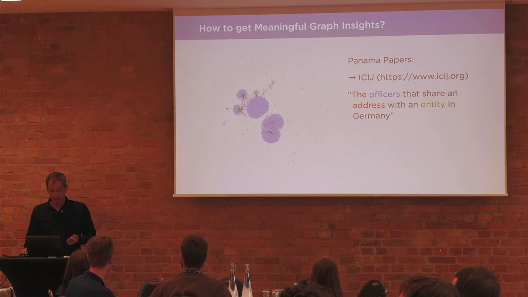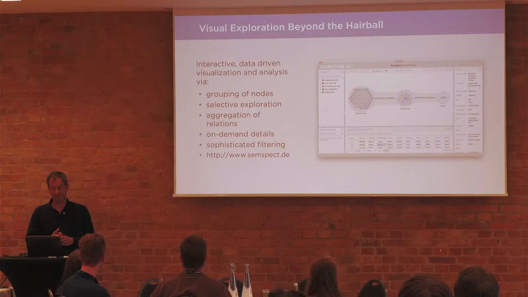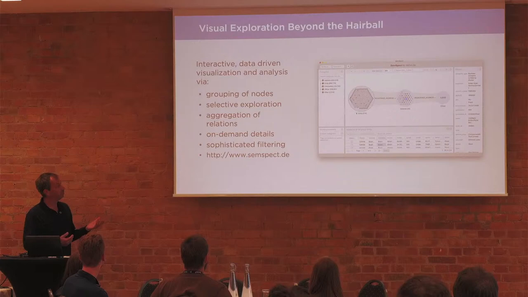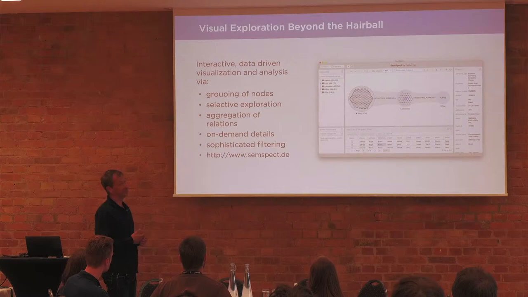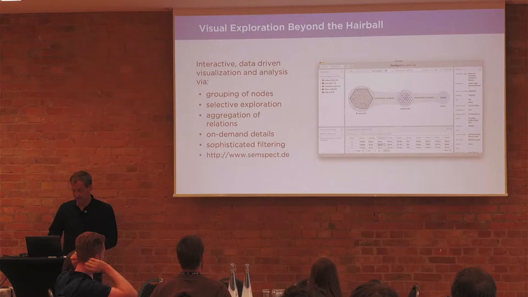So we have developed a tool that tries to solve this problem, which is called SamSpect, a graph exploration tool that focuses on scalability in data size, expressivity in querying options, and a very simple UI. SamSpect groups nodes by their label, and it allows for very selective explorations, and it also aggregates labels, but provides details on nodes and relationships on demand, and also allows for sophisticated filtering. Find more about the system at this web page, and let me directly switch into the demo.